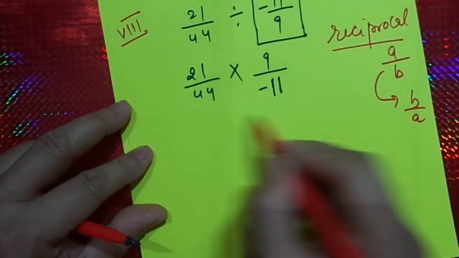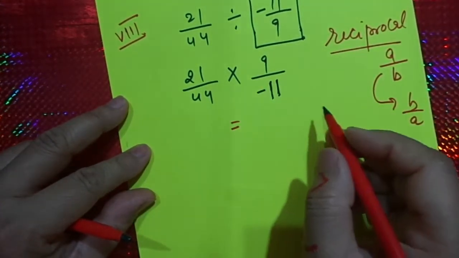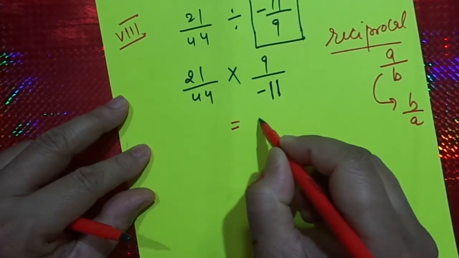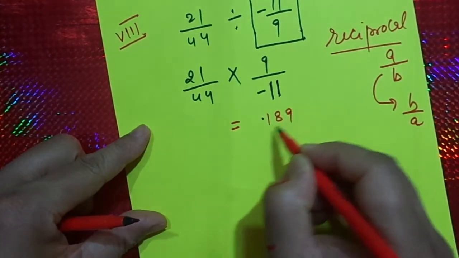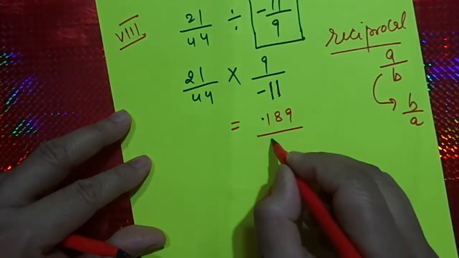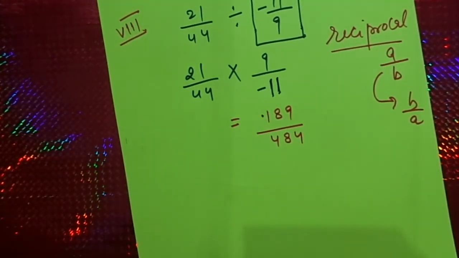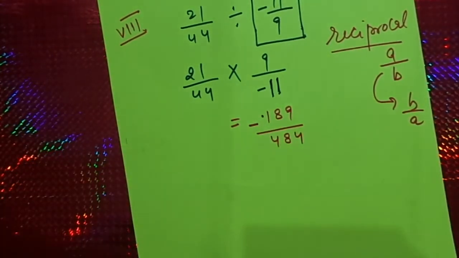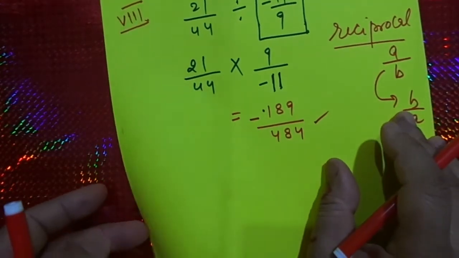I don't find that it will get cancelled, so naturally I have to multiply. So on multiplication, I'll get 21 into 9, 189 by 44 into 11 is equal to 484, and this minus automatically will come up. Finally, we have minus 189 by 484 as our solution.